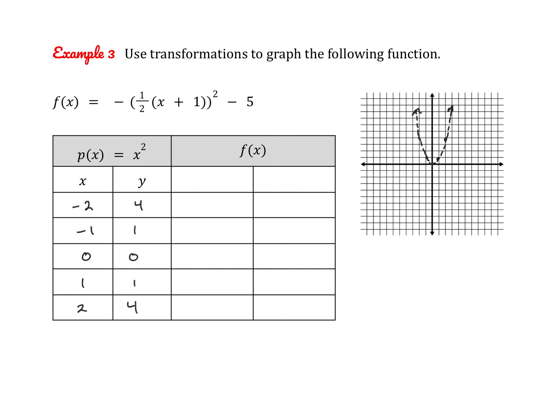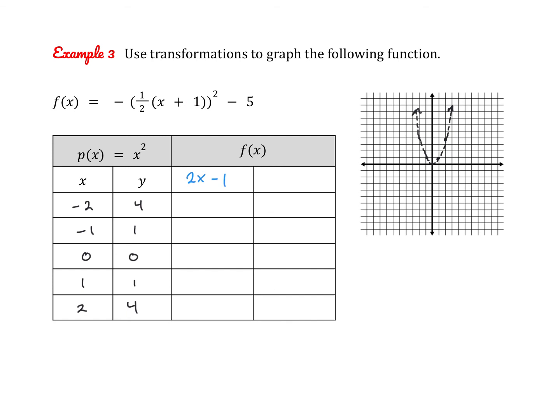And now we're going to look at the transformations and see how it will affect our x and y values. So let's start with the horizontal transformations. I see a horizontal stretch by a factor of 2. So again, it's always the reciprocal here. So I'm actually going to multiply all of our x values by 2. And then here, this is going to shift our graph to the left 1. So we want to subtract 1 from all of our x values.